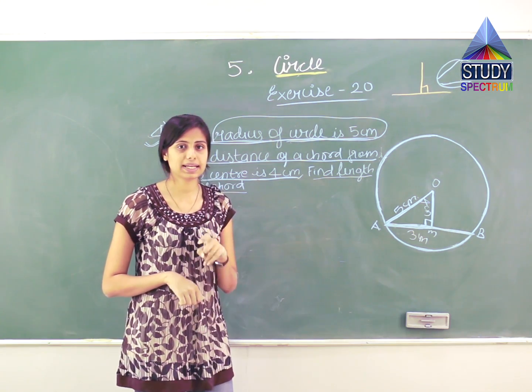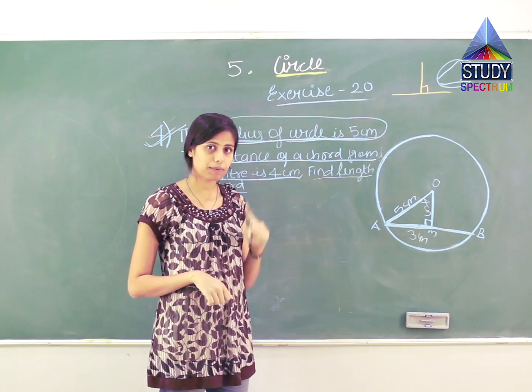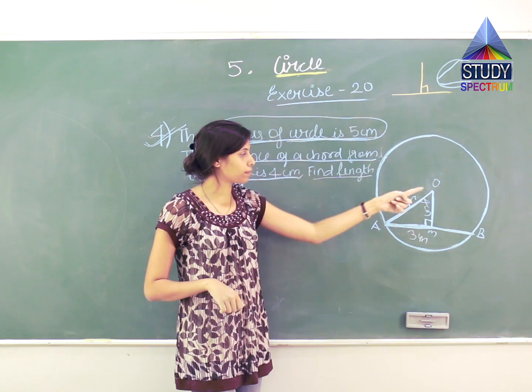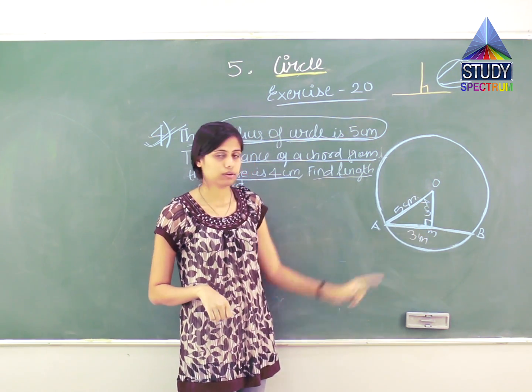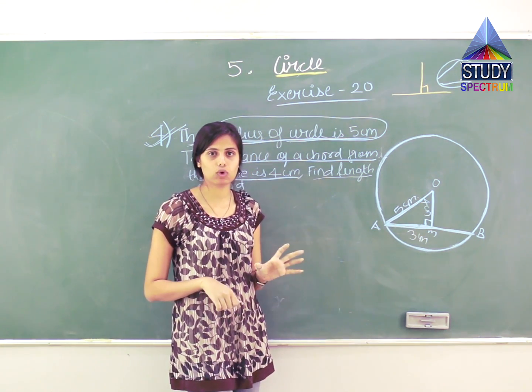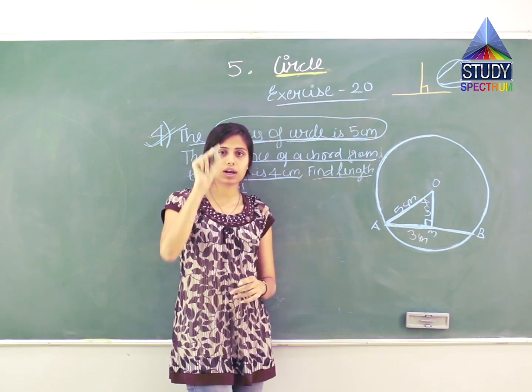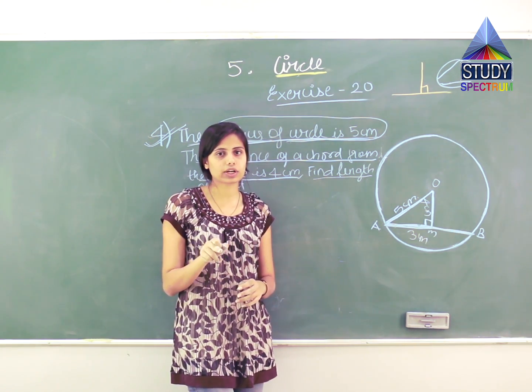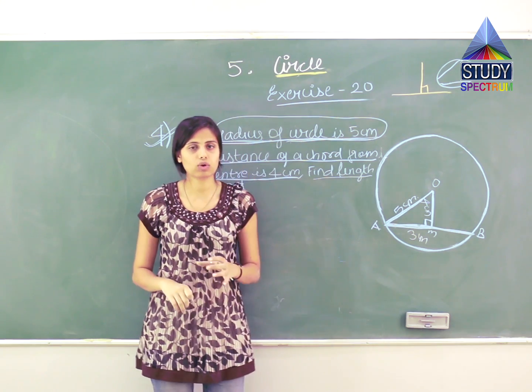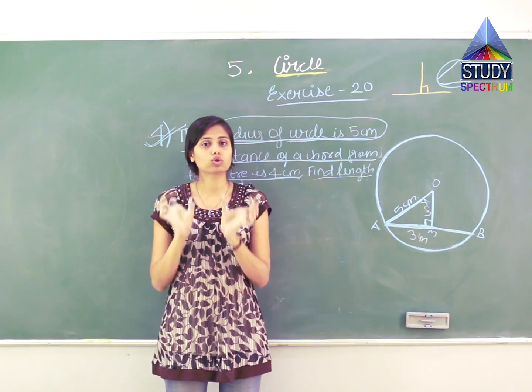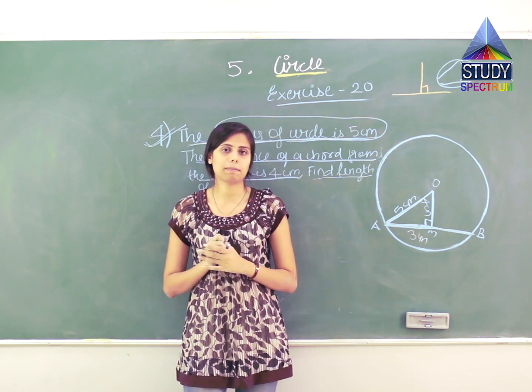What does the first property say? If a perpendicular is drawn from the center to a chord, then this perpendicular will bisect the chord. Means what? अगर कोई perpendicular line हम center से लेकर chord तक draw करते हैं, तो वो perpendicular line जो है वो chord को दो equal समान हिस्सों में बांट देती है.